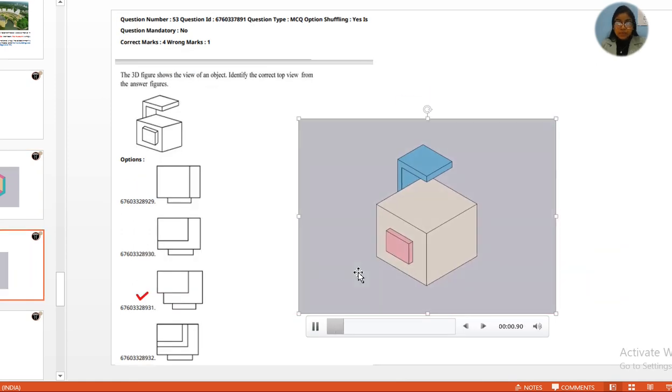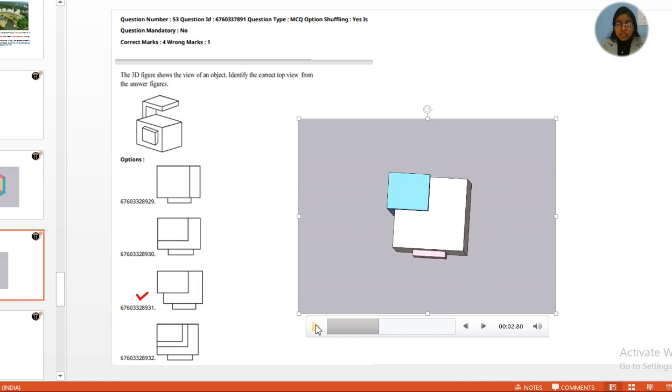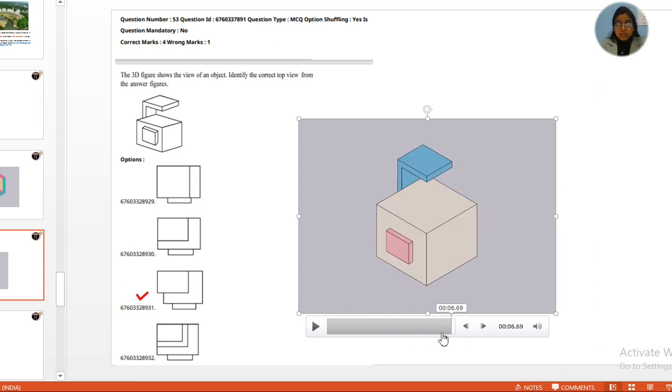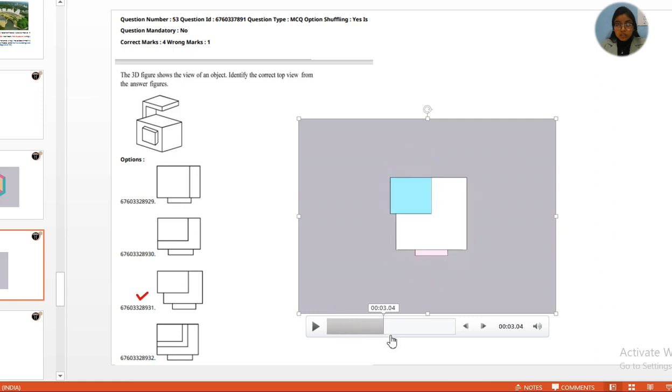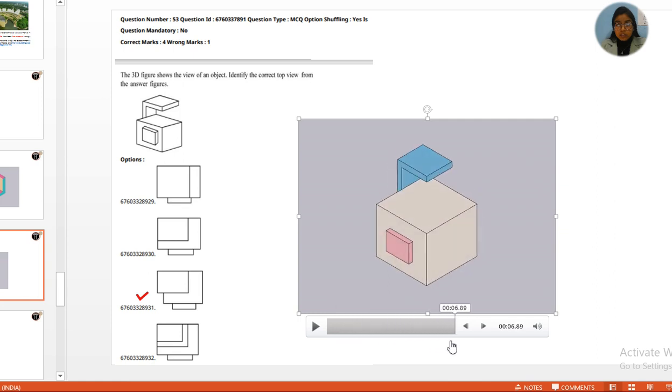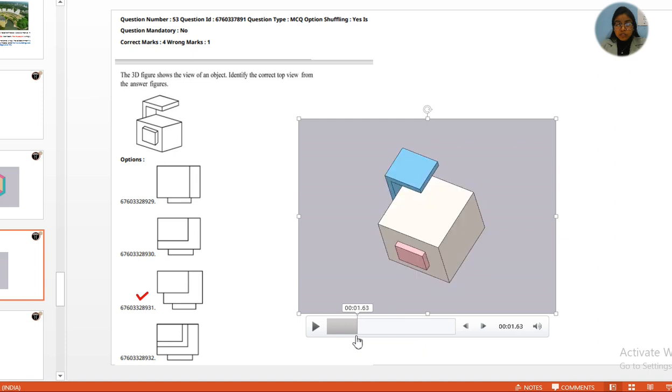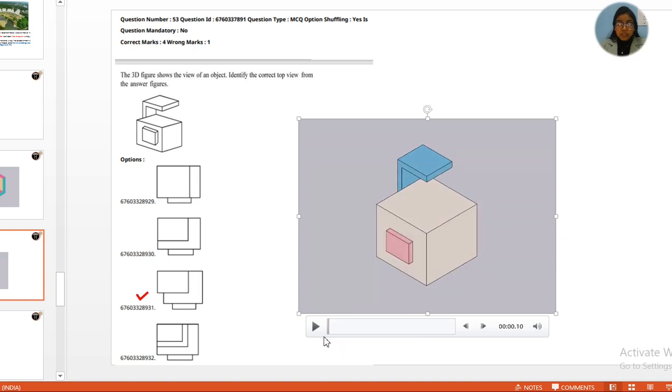Okay, now let's see. As I was saying, this part is a little out of this cuboid, cube. That's why you will get to see 3 surfaces over here. Fine, I hope it will be clear to you.